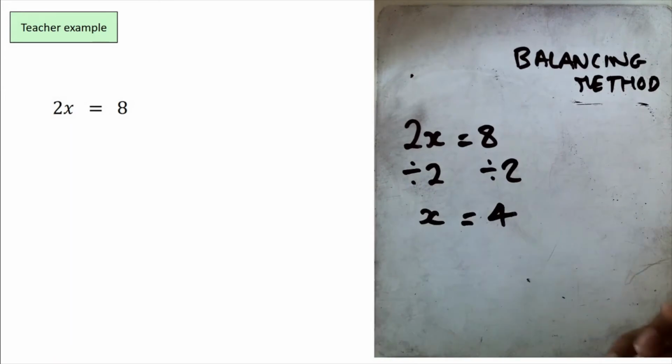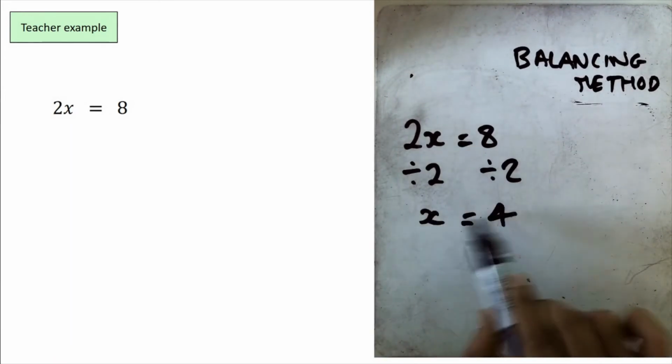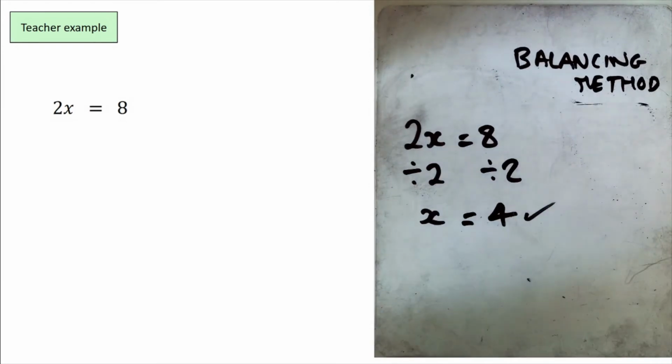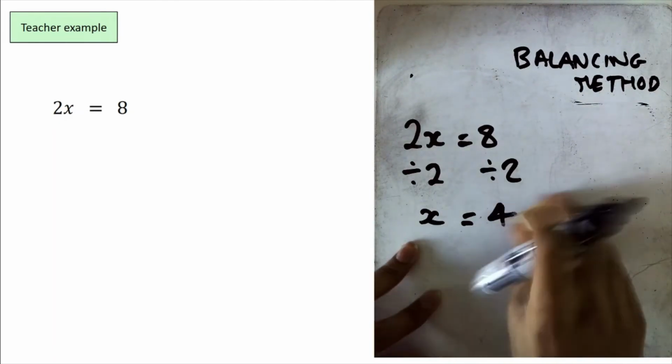And once again, like usual, we can check if we're correct. Put this x inside. 2 times 4 is equal to 8. So good, we were correct. You can always substitute, always put your number back inside and check if you were correct.